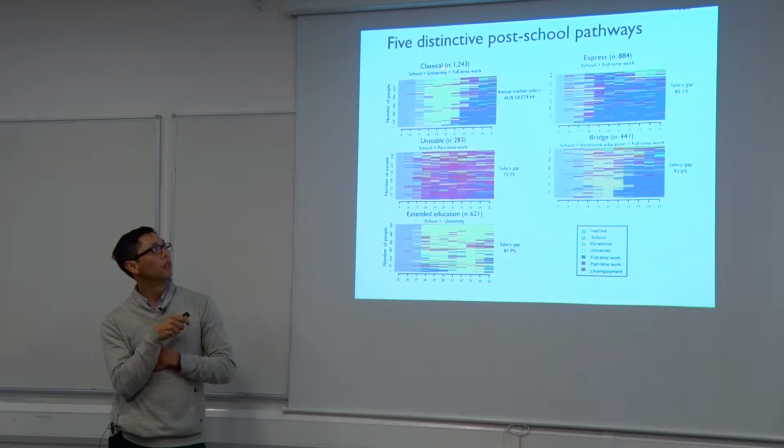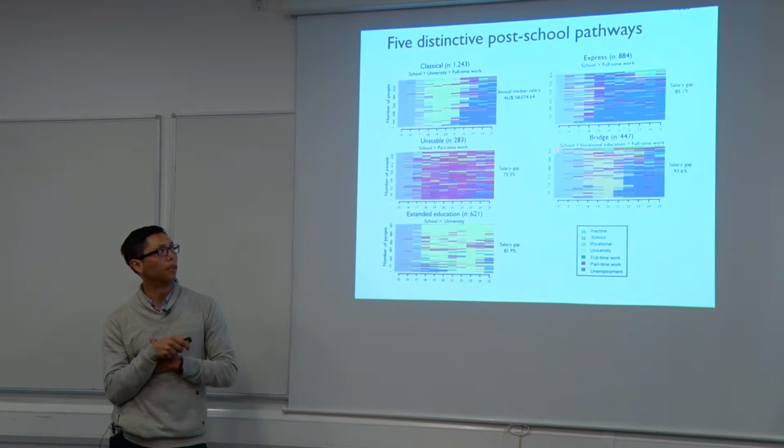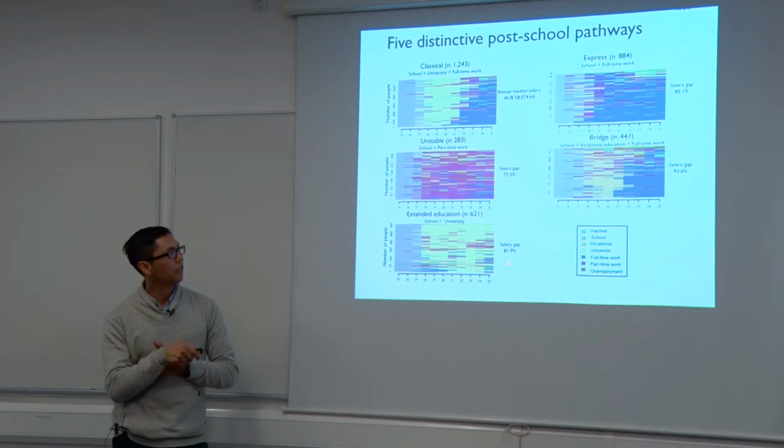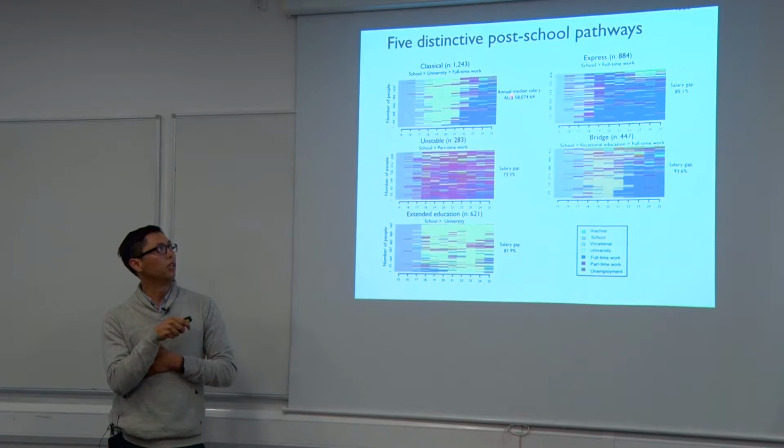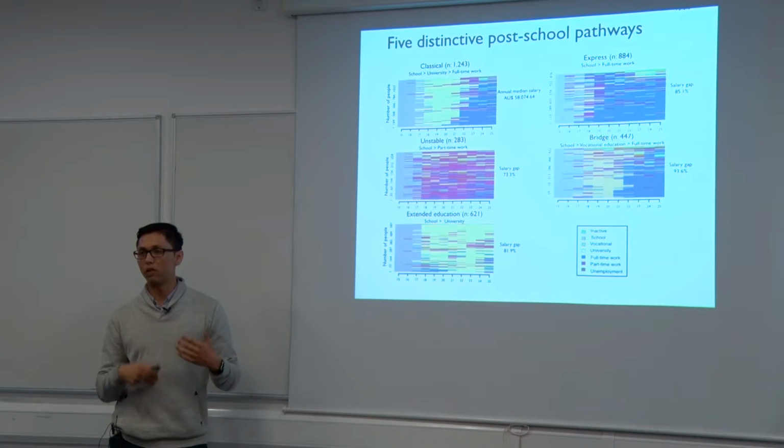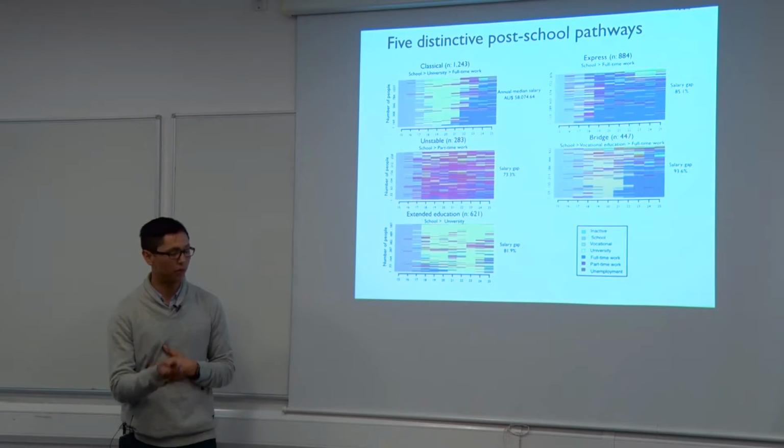So the classical pathway is comprised of over 1,200 people. The representative sequence here goes from school into university and ending up in full-time employment by the age of 25. Okay, and we have another one, which is the express sequence, from school into full-time employment; the unstable sequence, from school into part-time employment; the bridge sequence, from school into vocational education and then full-time employment; and the extended education sequence, people that remain in university education. And compared to the classical sequence, all the other sequences lead to much lower salary, okay? A salary disadvantage, if you want to say it.